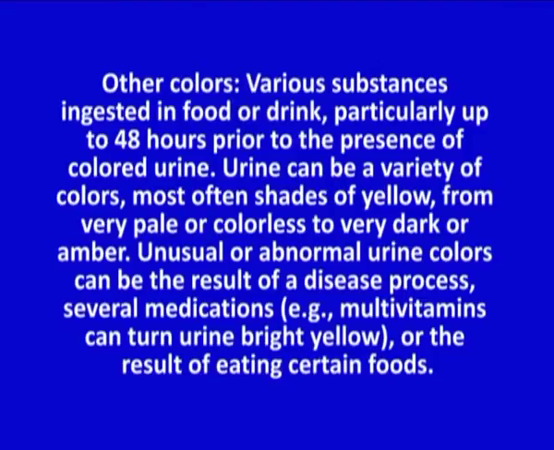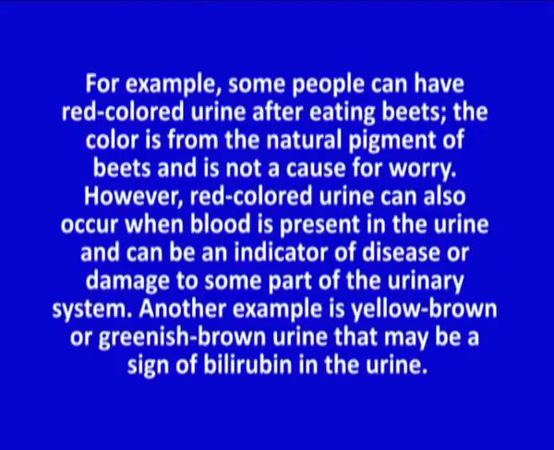Now, urine can be of a variety of colors, most often shades of yellow, from very pale to colorless to very dark or amber. Unusual or abnormal urine colors can be the result of a disease process. Several medications, for example multivitamins, can turn urine bright yellow, as can eating certain foods. For example, some people can have red colored urine after eating beets. The color is from the natural pigment of beets and is not a cause for worry.